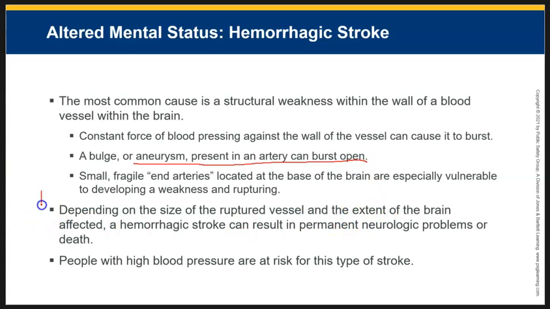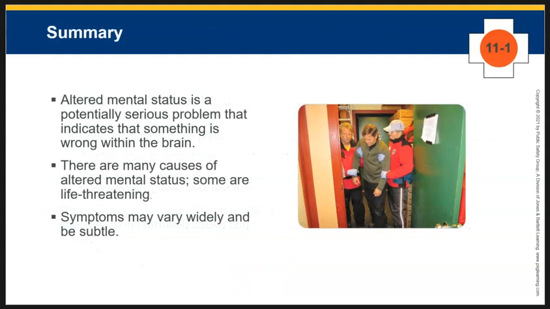So depending on the size of the ruptured vessel and how much of the brain is affected, that hemorrhagic stroke could result in some severe consequences, including death. People with high blood pressure are going to be at a higher risk because we're talking about a bursting of this particular blood vessel. So for all of these cases, just consider that AMS is a serious problem. Something's wrong within the brain. Some of these will be life-threatening, such as what we described in the case of hemorrhagic stroke. The symptoms are going to vary widely, and some of them can present in very subtle forms.